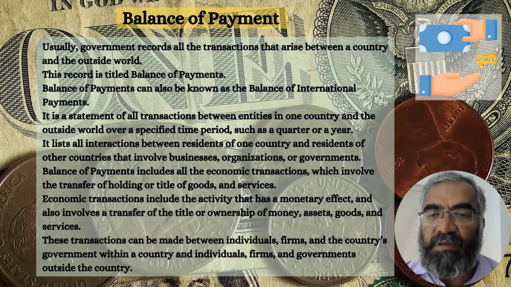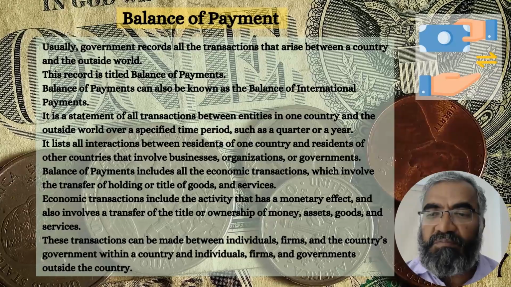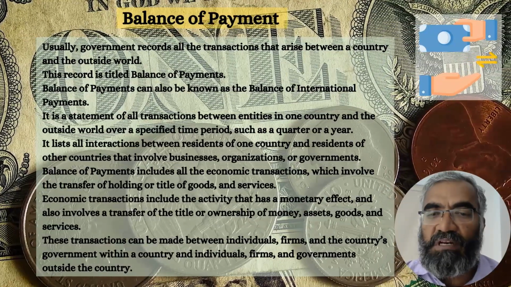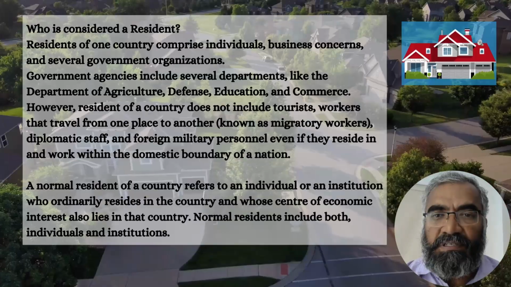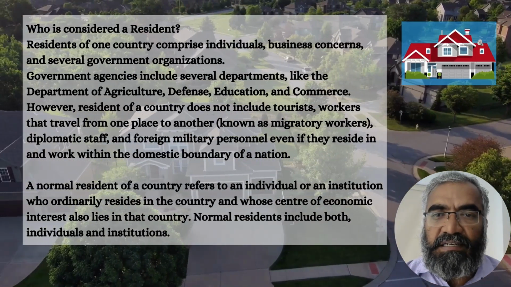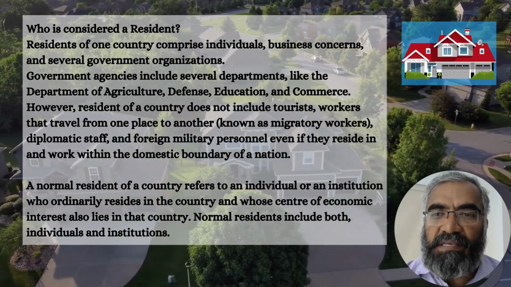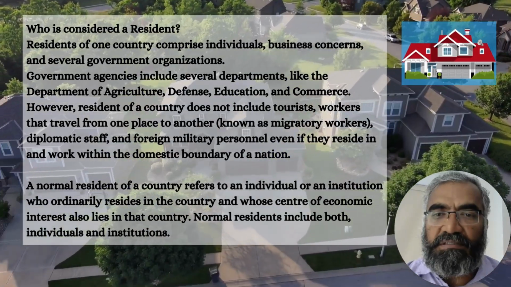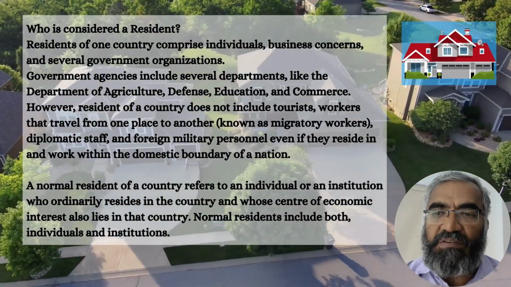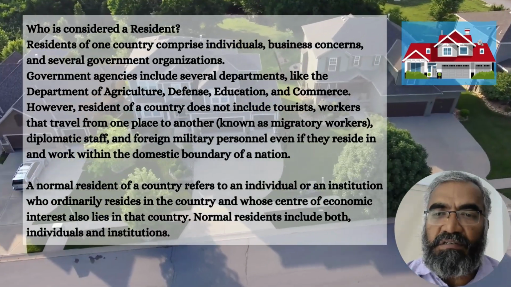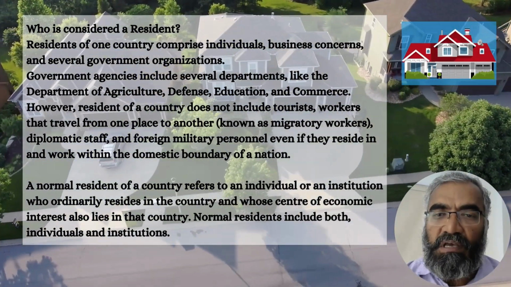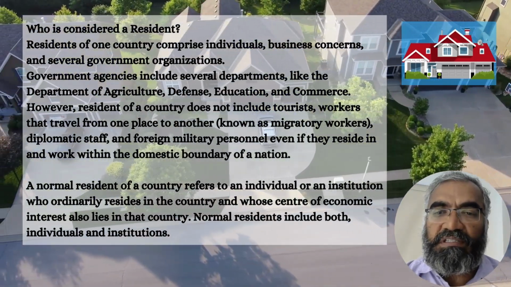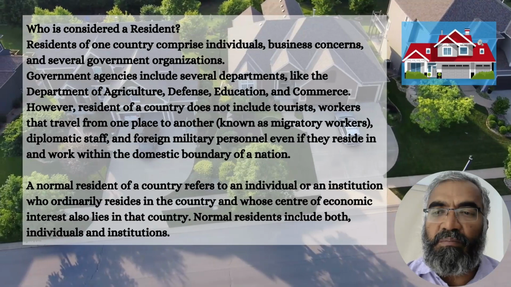These transactions can be made between individuals, firms and the country's government within a country and individuals, firms and governments outside the country. Who is considered a resident? Residents of one country comprise individuals, business concerns and several government organizations. Government agencies include several departments like the Department of Agriculture, Defense, Education and Commerce.